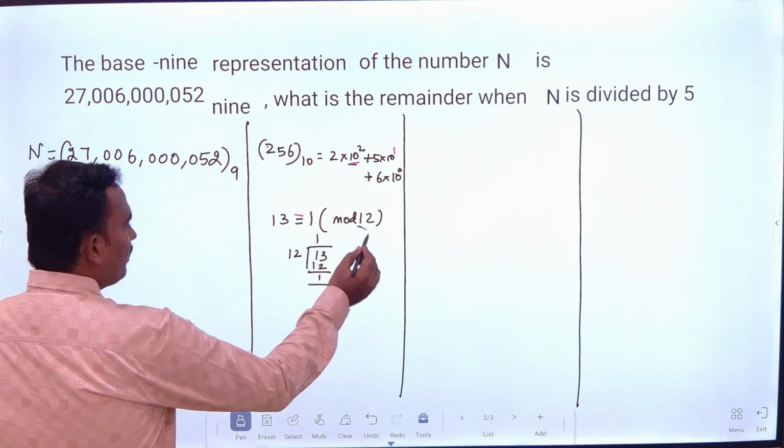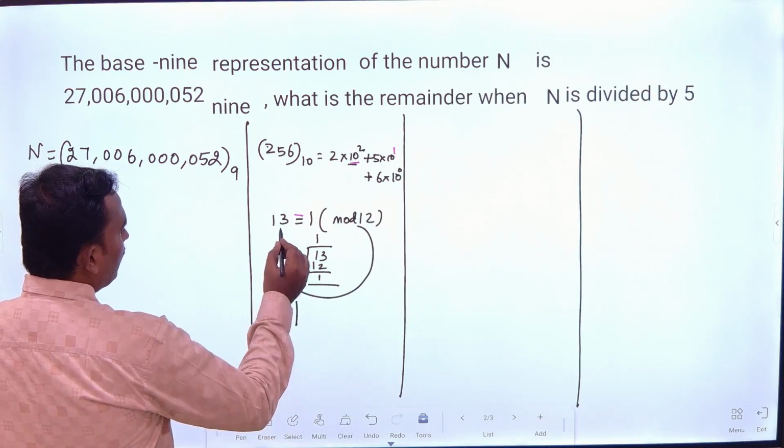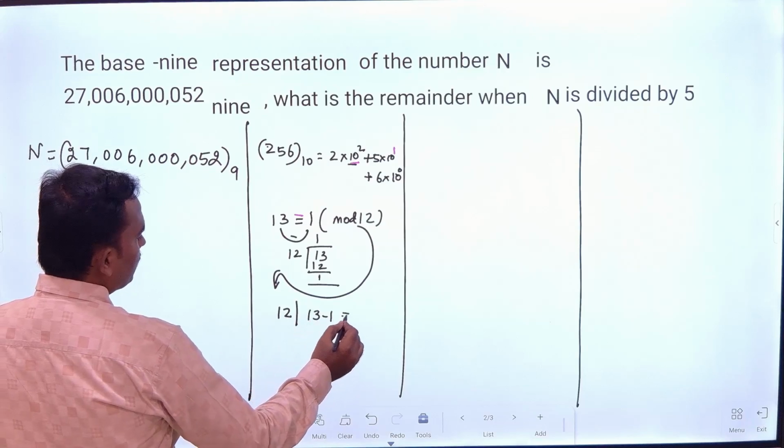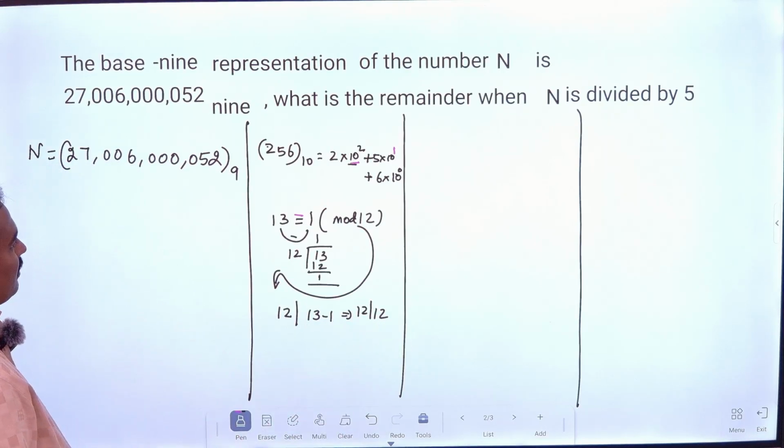You can use another definition using divisibility. 12 divides a minus b. Take the difference, 13 minus 1, which implies 12 divides 12. It is true, right? I think clear.